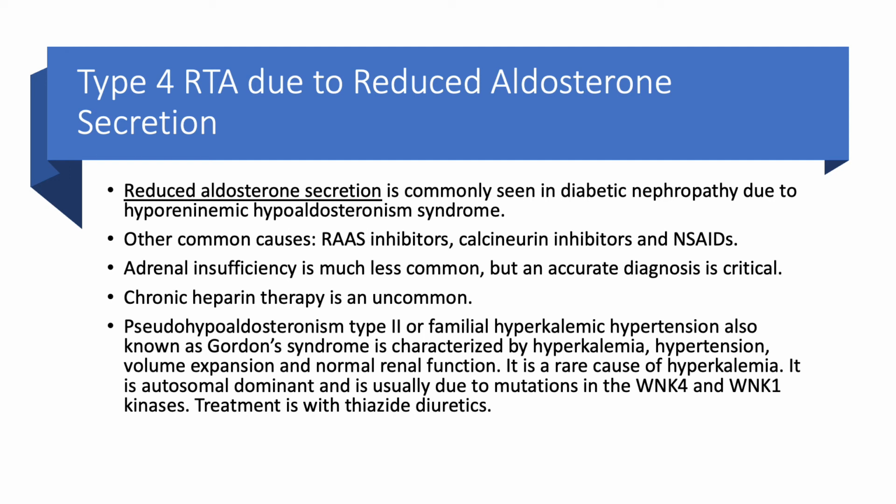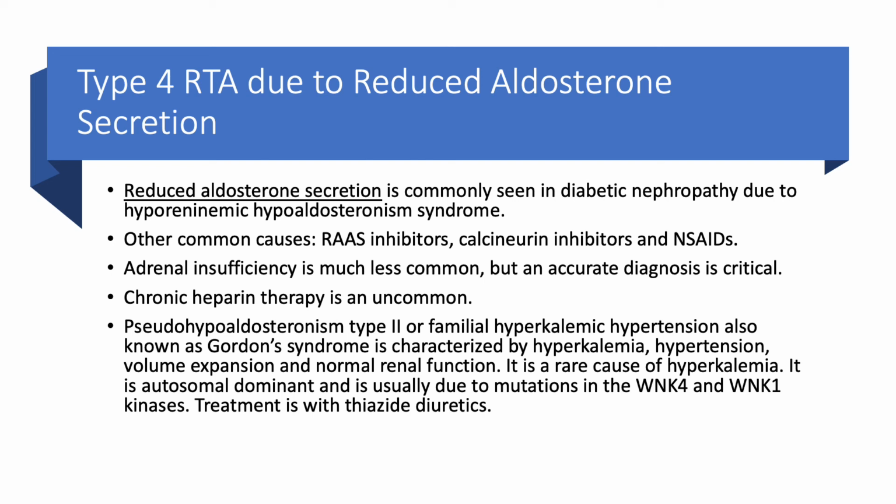Probably you're going to see more adrenal insufficiency in people who were on corticosteroids and now they stop the corticosteroids suddenly, or they weaned the corticosteroids so fast, and then you're going to end up with adrenal insufficiency syndrome. So remember that. Normal saline plus hydrocortisone intravenously. Okay, chronic heparin can cause type 4 RTA, but it's really not common. Even less common is pseudohypoaldosteronism type 2, also called familial hyperkalemic hypertension, also called Gordon syndrome. Here we have hyperkalemia, hypertension, fluid overload, but normal kidney function.